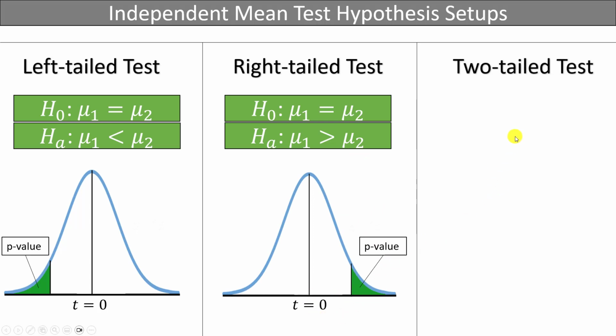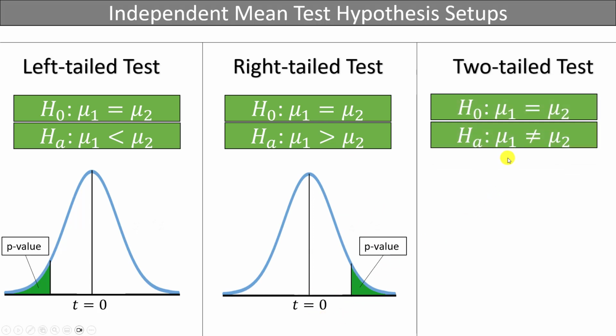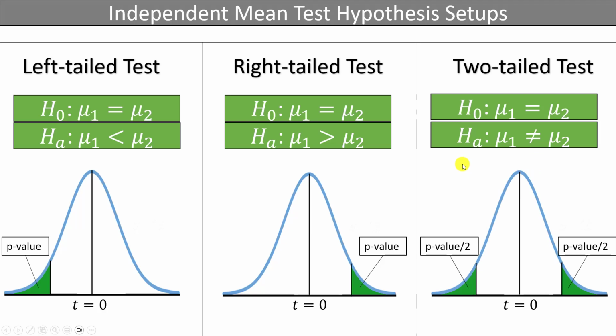Or we could have the two-tailed test, which would be saying that I think there's somehow a difference between these two means, but I'm not really sure which one is larger. And that would amount to finding a p-value that would be in both tails of the distribution.